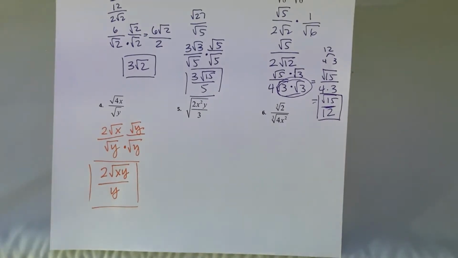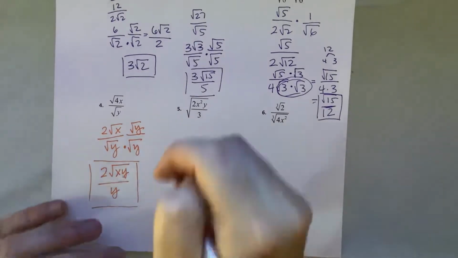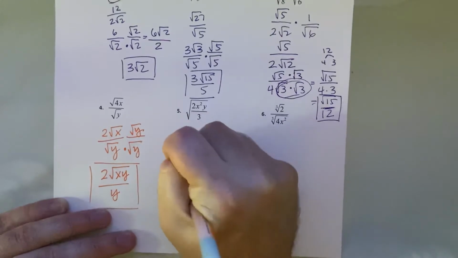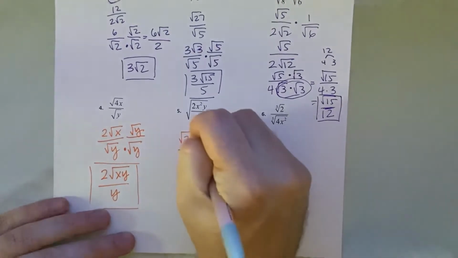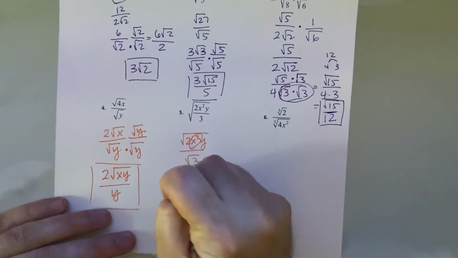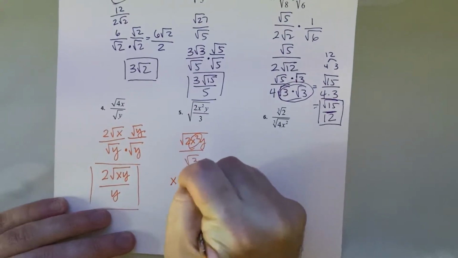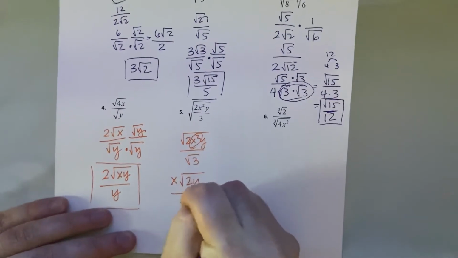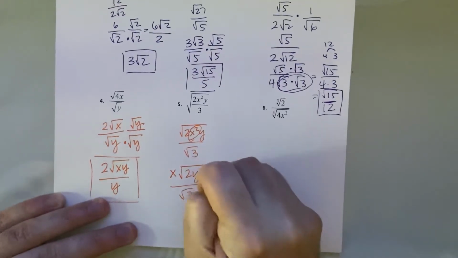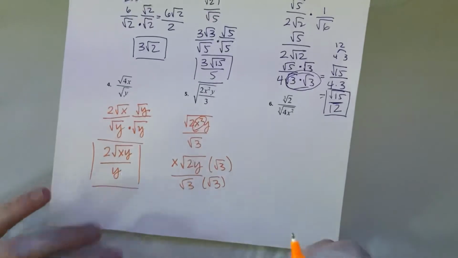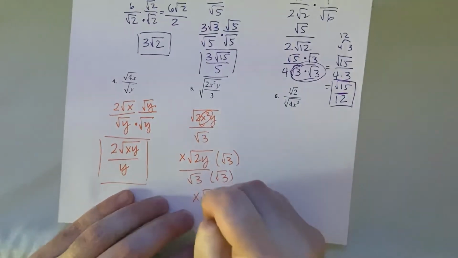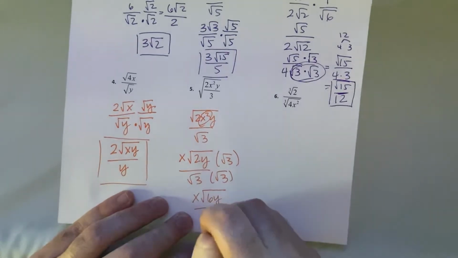Square root of 2x squared y over 3. Again, this is the square root of 2x squared y over the square root of 3. X squared is a perfect square. It's x times x, so x comes out of our square root, x squared is a, 2y over the square root of 3. The only thing I really need to do to clean up the denominator is multiply by the square root of 3. So this is x times the square root of 6y all over 3.